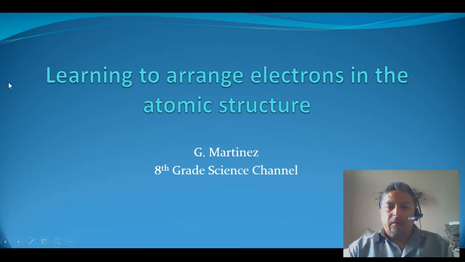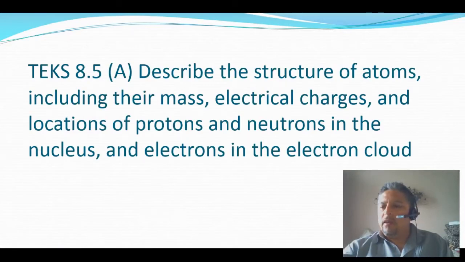So today's concept is going to be very easy. Let's keep the alignment with our TEKS, which is 8.5A, to describe the structure of the atoms, including their masses, electrical charges, and location of protons and neutrons inside the nucleus and electrons in the electron cloud.